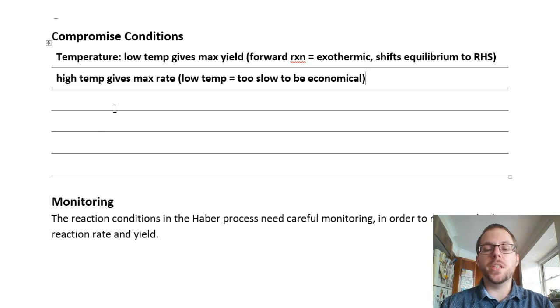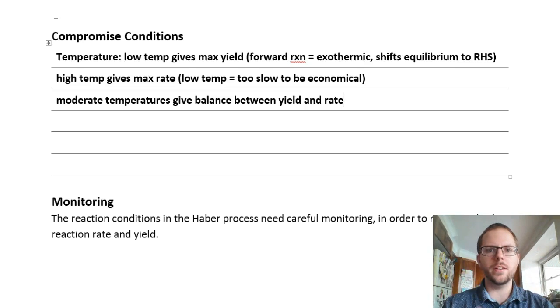If low temperature gives us the most yield, but high temperature gives us the fastest rate, then we end up with moderate temperatures, which give the balance between yield and rate. Because they work opposite to each other, if we use high temperature, we get the fastest rate but the least yield. If we use low temperature, we get the most yield, but it's too slow. If we pick a moderate temperature somewhere in the middle, it's not as much yield as we'd want, and it's not as fast as we want, but it's a good compromise.